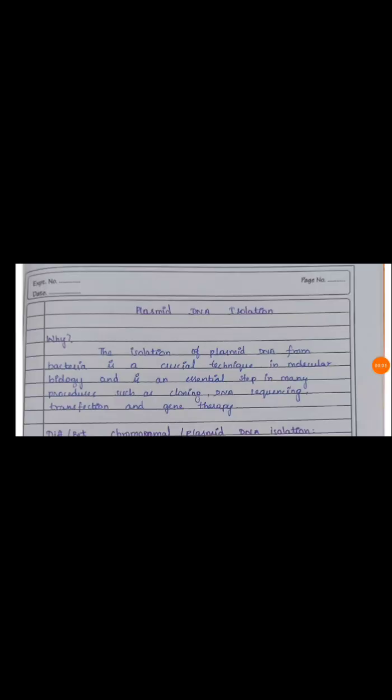Now we have to see about plasmid DNA isolation. Okay, first, why do we have to isolate the plasmid DNA from a bacteria? Because isolation of plasmid DNA from bacteria is a crucial technique in molecular biology and is an essential step in many procedures such as cloning, DNA sequencing, transfection and gene therapy.